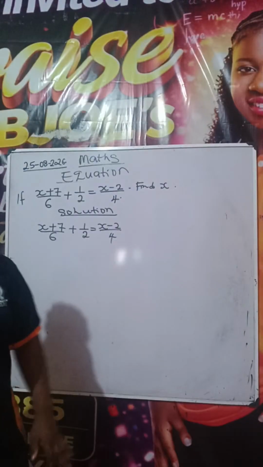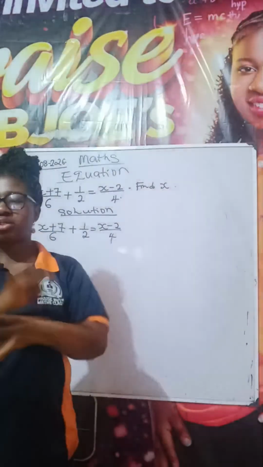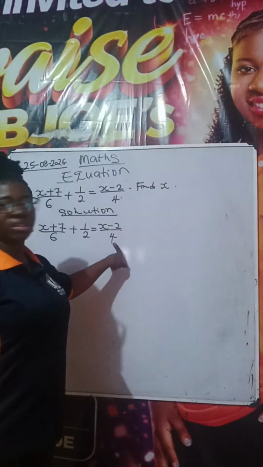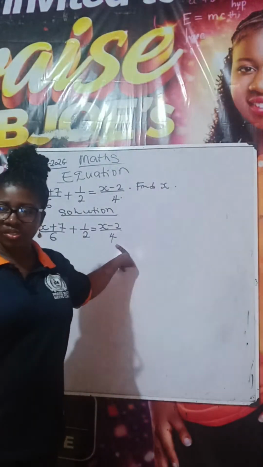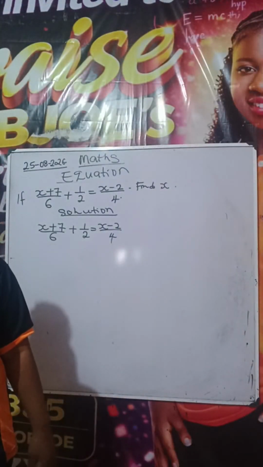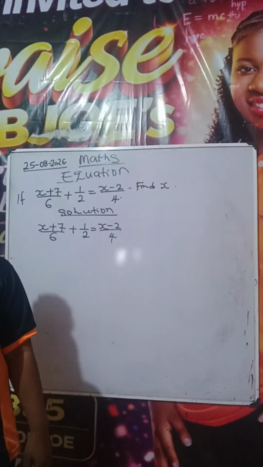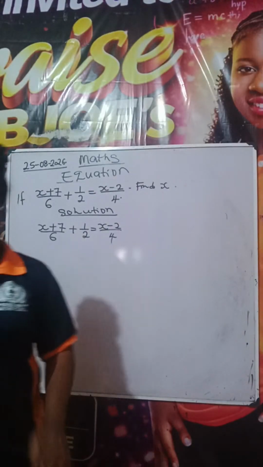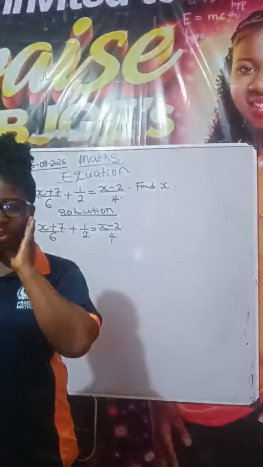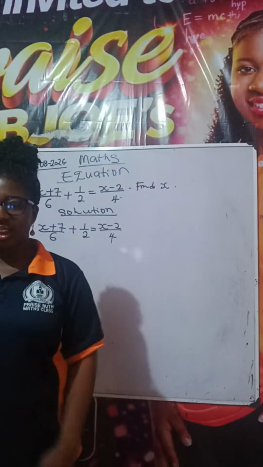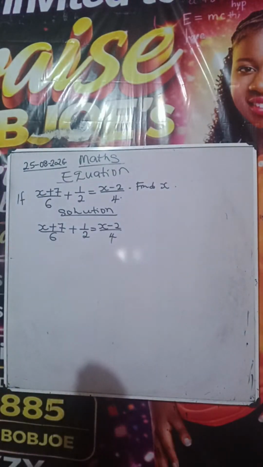Okay, now first, look at it. I don't want to work with fractions. All I need is, how will I remove this fraction here? How will I clear it? Anybody? Okay, so take LCM on both sides, then cross multiply.